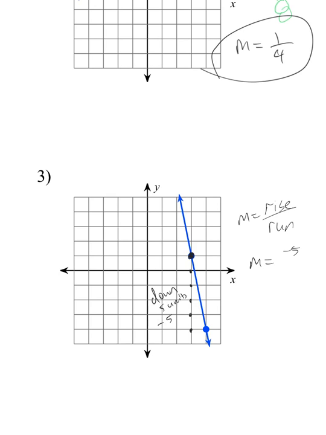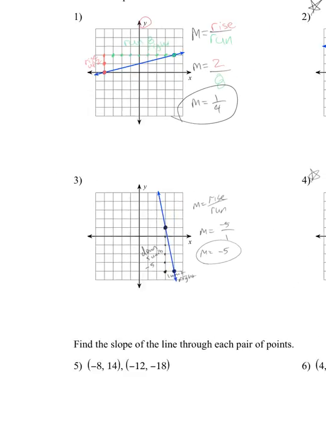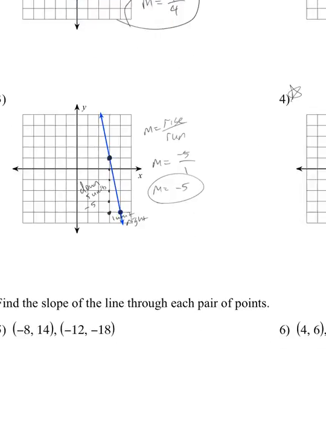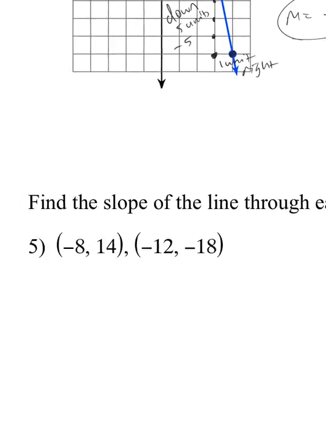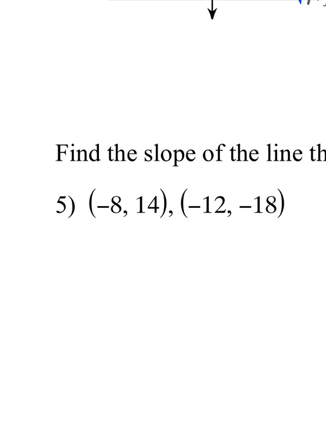And then the run. For here we got to go 1 unit right. So our run is 1. Simplifying negative 5 over 1 is just a slope of negative 5. Okay, so there's a few examples using rise over run. Guys, I wanted to give you a couple more examples of using the formula for slope. So let's look at number 5.